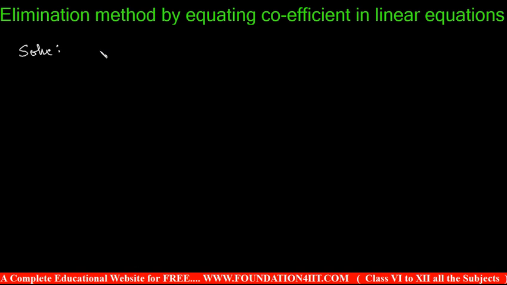4x minus 18 is equal to 3y, and 6x plus 7y minus 4 is equal to 0. Okay, so these two are the linear equations. In this system of linear equations, we should eliminate one of the variables by equating the coefficients. We should equate the coefficients.